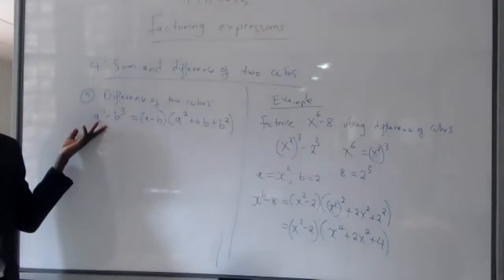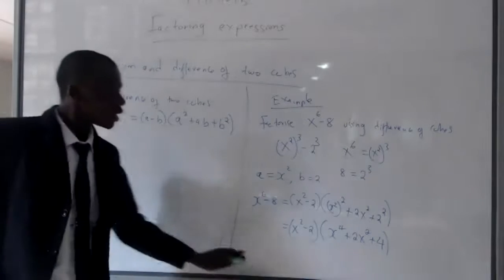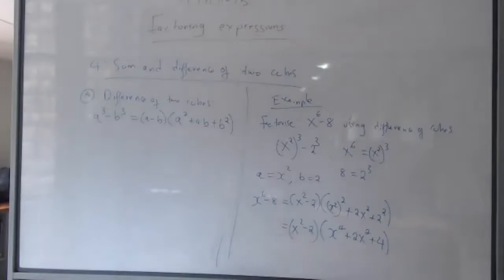Okay. Do you want another example? Is that okay? Yes, please. So I've got a small question. Yes, go ahead. So there you said let A be x squared and B be 2. So can you interchange them? Is it fine?